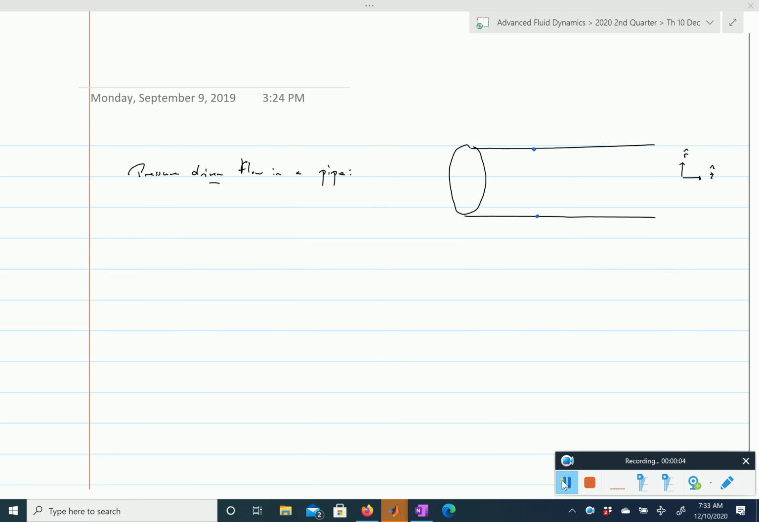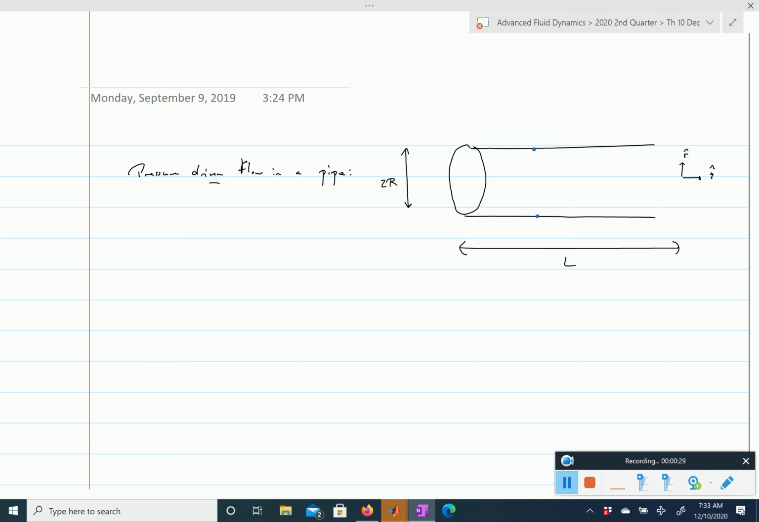So we consider first the pressure-driven flow in a pipe. So this is our pipe. We assume a cylindrical geometry, and we assume that the flow remains axisymmetric. Our pipe has the following dimension. It has a length of capital L. We'll assume that this length is much larger than the radius.